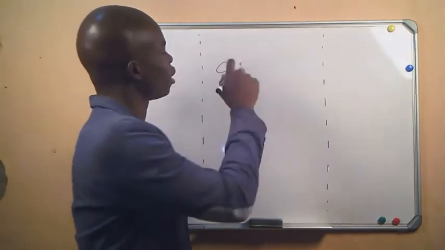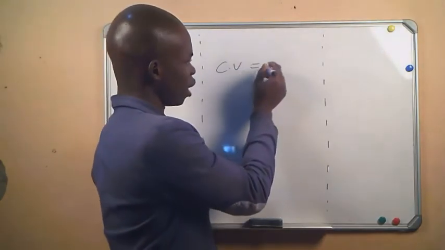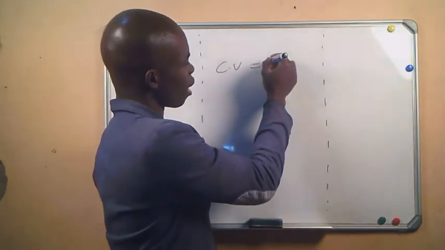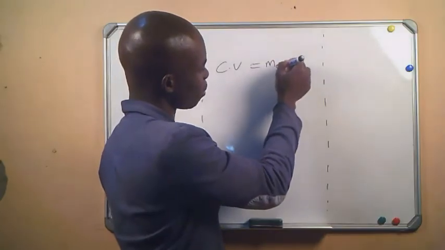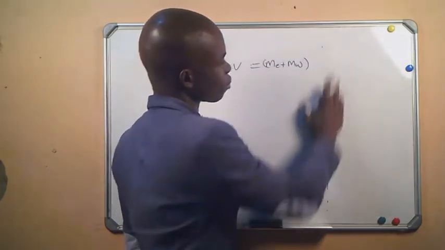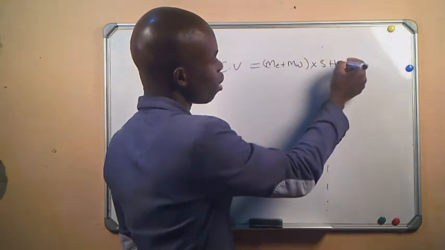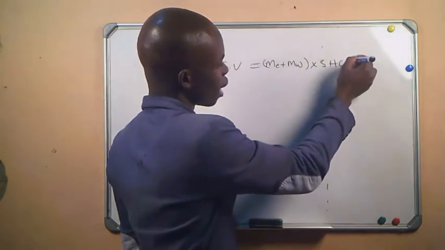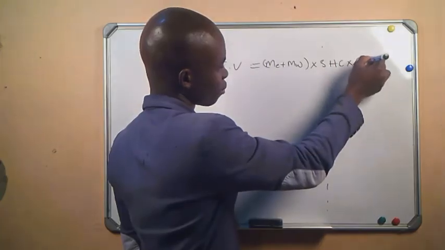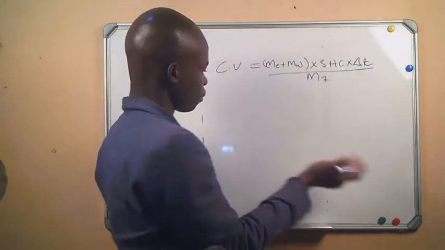And then the formula is given by (ME plus MW) times the specific heat capacity of water times the temperature difference, all divided by the mass of fuel.